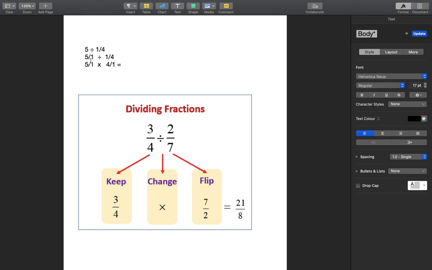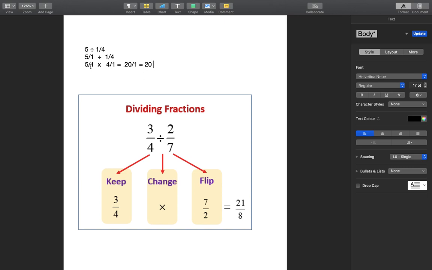And now I just multiply the top numbers together and the bottom numbers together. So 5 multiplied by 4 is 20 over 1 by 1 is 1. So 20 over 1, and just like 5 over 1 at the beginning, another way to write that is just the number 20. So my answer is 20.